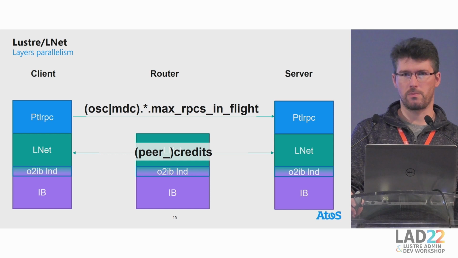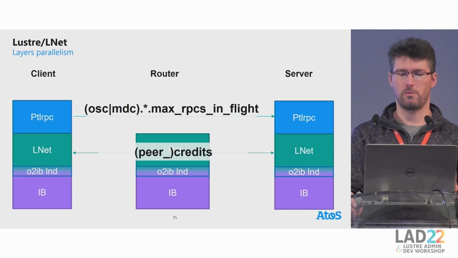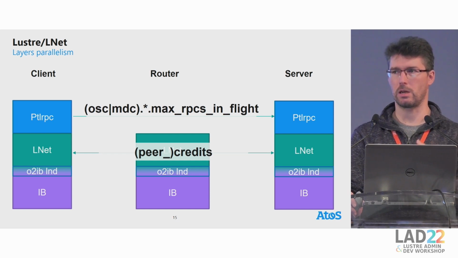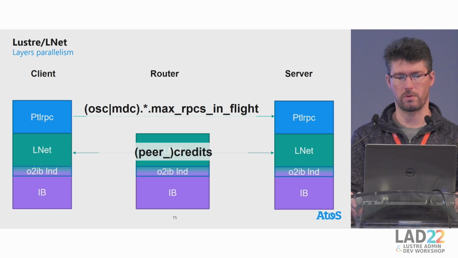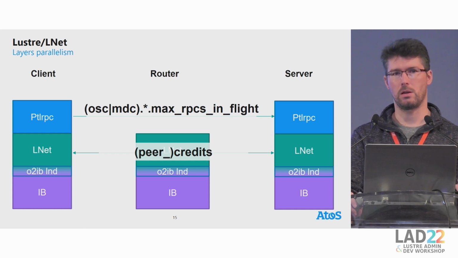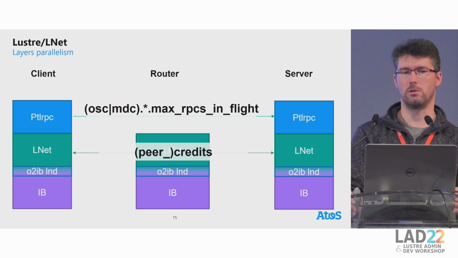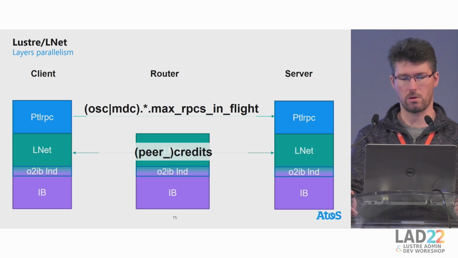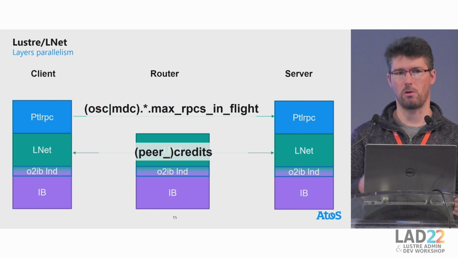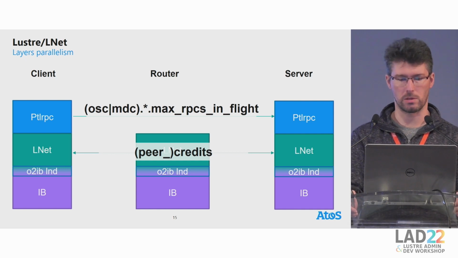You also have something which defines a kind of parallelism in the different layers. So at the RPC level, you will get max RPCs in flight to each target on your file system. At the LNet layer, you get credits, which is the global parameter, and then peer credits, which defines the number of messages that can be sent between two peers. I didn't look for the IB level, but we don't really need it.